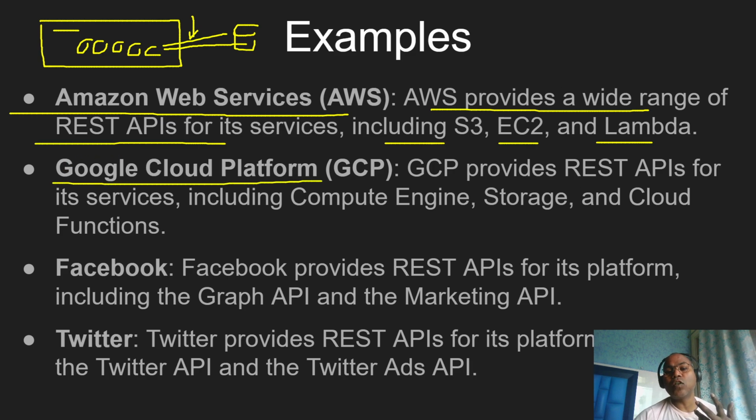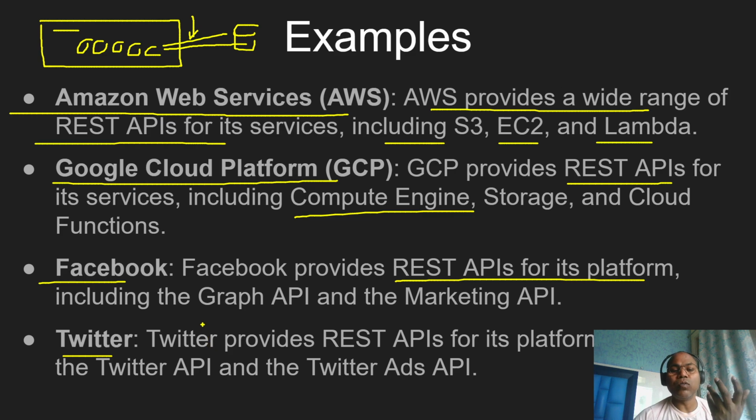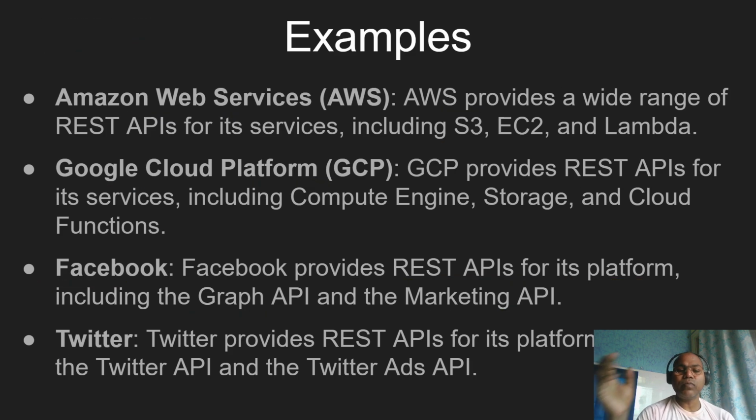Even GCP, Google Cloud Platform, also uses REST API communication for compute, storage, cloud services, and cloud functions. Even Facebook, Twitter, or Instagram also use RESTful APIs, including the Graph API, marketing API, and other APIs. Twitter also has lots of Twitter APIs for developers nowadays. Twitter, AWS, Google, Azure have provided lots of URLs to integrate their cloud services with third party vendors and custom application providers as well.